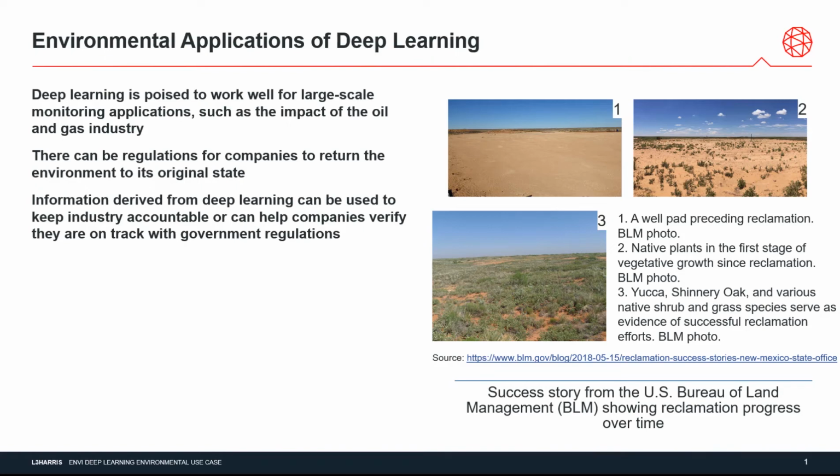With the location of the well pad before efforts are taken to return the land to its natural state, we can then look at satellite imagery over time to remotely monitor and validate that oil and gas companies are following government regulations. You might be thinking to yourself, this doesn't affect me because there aren't any well pads where I am.